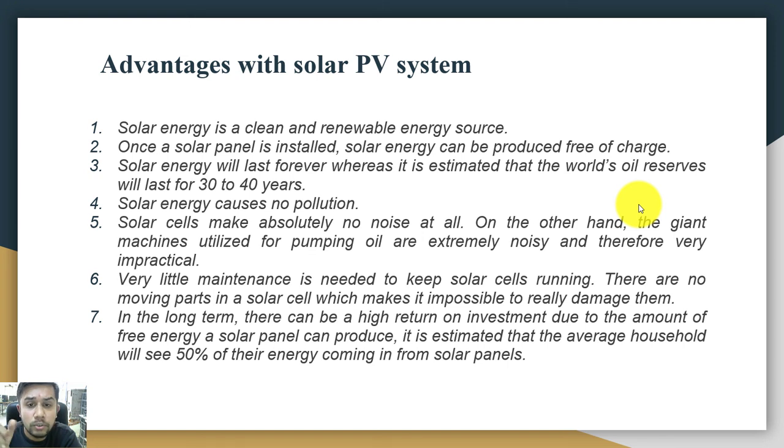The advantages of the solar PV system: it is a clean and renewable energy resource. Once a solar panel is installed, solar energy can be produced free of charge. Solar energy will last forever, whereas it is estimated that the world's oil reserves will last only 30 to 40 years, so we have to check for alternatives. Solar energy causes no pollution and makes absolutely no noise. On the other hand, the giant machines used for pumping oil are extremely noisy and therefore very impractical. Very little maintenance is needed to keep solar cells running. There are no moving parts in a solar cell, which makes it nearly impossible to damage them. In the long term, there can be a high return on investment due to the amount of free energy a solar panel can produce. It is estimated that the average household will see 50% of its energy coming from solar panels.